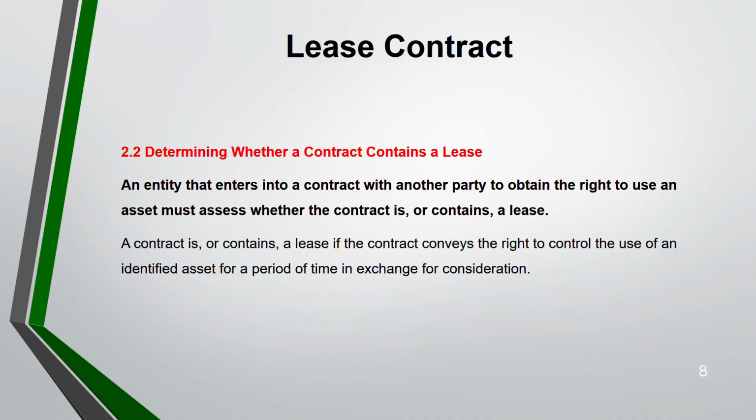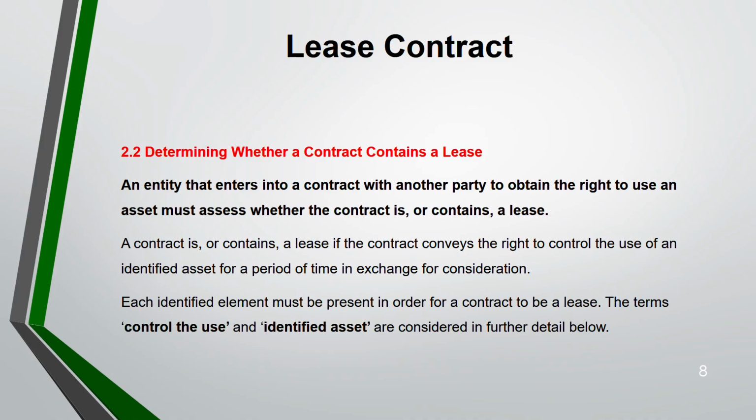If it contains a lease, how do you know? Two things will be there. The contract will convey the right to control the use of an identified asset for a period of time in exchange for consideration. That means you will be able to use an identified asset, and you will be able to control the use of it. These two things have to be there in that contract for it to be a lease. So each identified element has to be present in order for a contract to be a lease. The two terms will be discussed below.